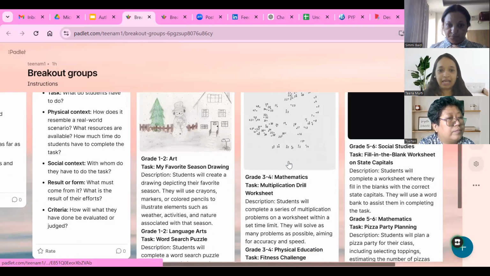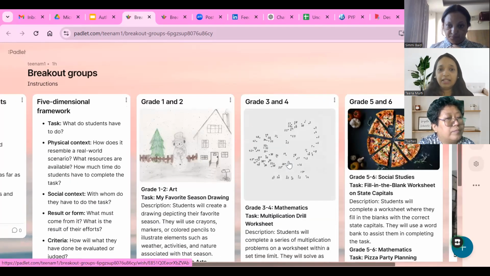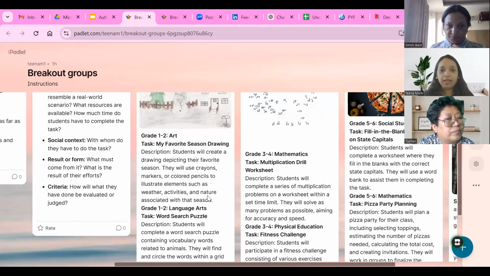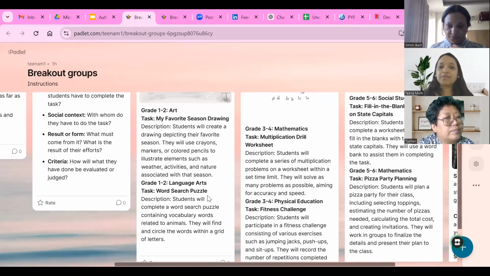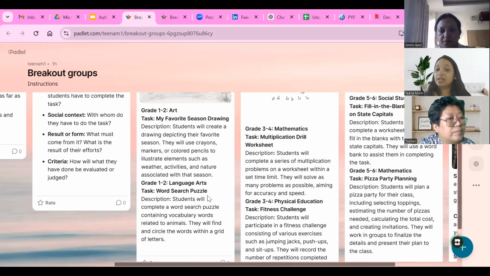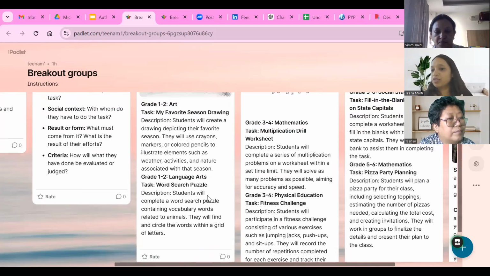There are these tasks. This is for grade 1 and 2. The task is my favorite season drawing. Students will create a drawing depicting their favorite season. They will use crayons, markers, or colored pencils to illustrate elements such as weather, activities, and nature associated with that season. So there are two tasks. I would like to know, what do you think, which one is authentic or not?